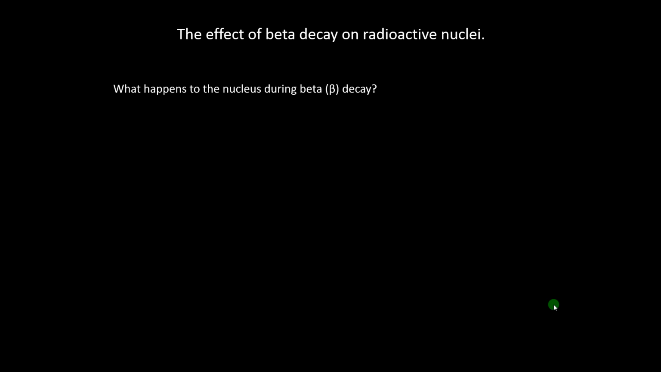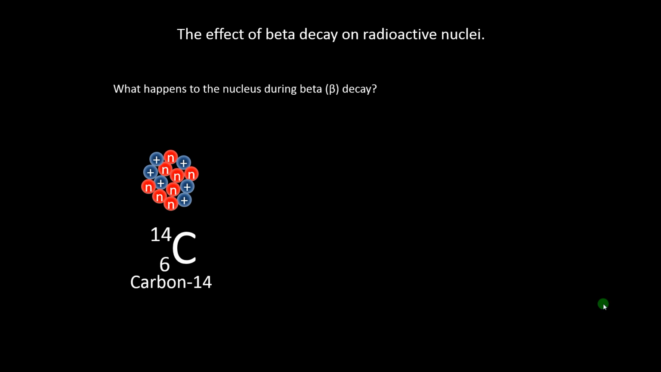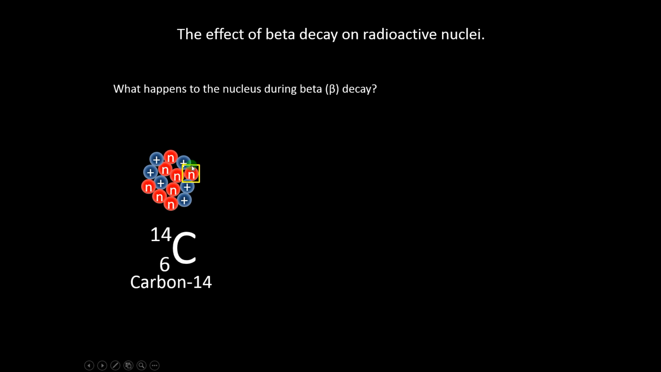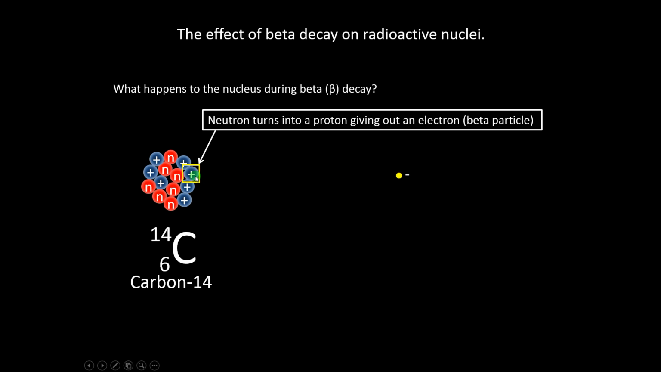Beta decay is slightly more complicated, because instead of the nucleus just being ripped apart, what happens in beta decay, and we're going to focus on this neutron here, is that a neutron in the original nucleus, and here we're doing carbon-14, which is a radioactive isotope of carbon, turns into a proton and spits out an electron in the process. Okay? If you think about that, it makes sense. We've got a charge of 0 for the neutron, and the product that we get is a charge of +1 for the proton and -1 for the electron, giving us 0 overall again.